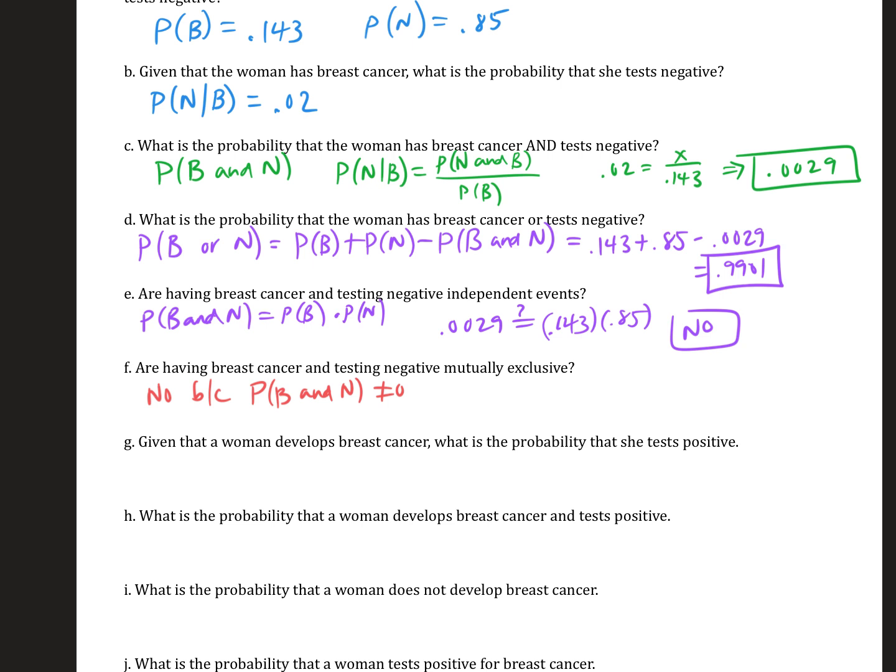Given that a woman develops breast cancer, what is the probability she tests positive? Okay, so what this is asking is the probability of N complement given B. And that is 1 minus the probability of N given B, right? So 1 minus 0.02.